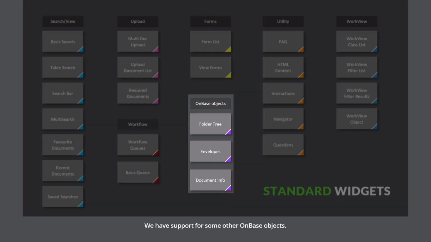We have support for some other OnBase objects. You can take a folder that has been defined within the OnBase system and display it graphically in a tree view. This allows users to drill down to the different levels before ultimately viewing the document they need. Document info shows a great deal of information about a document, including its history, related documents, keywords, and more.